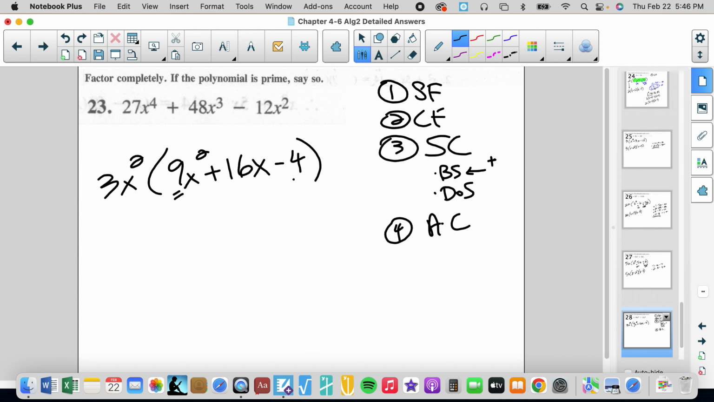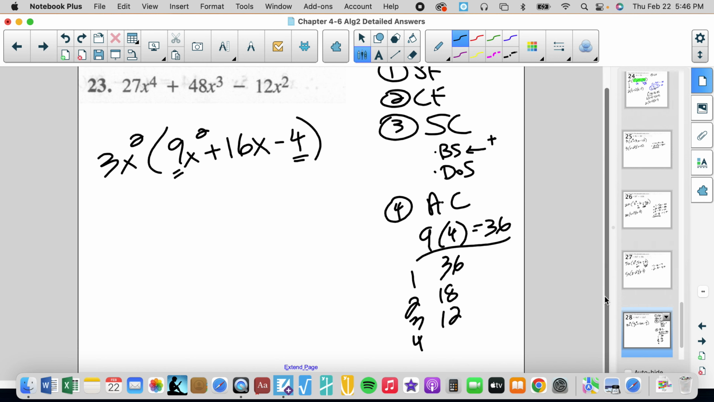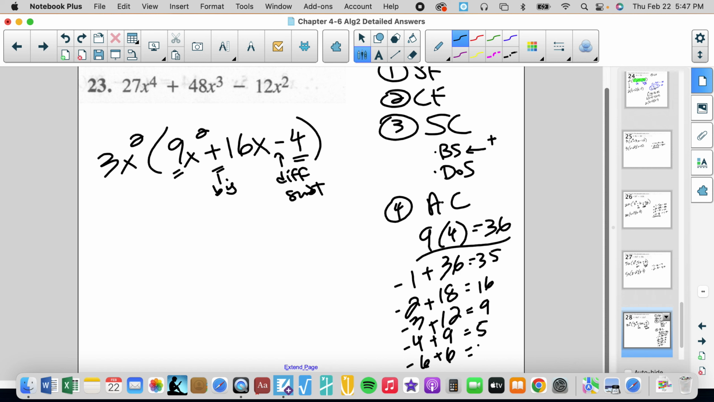We're going to take the a and the c value, 9 times 4, 36. Factors of 36 are 1 and 36, 2 and 18, 3 and 12, 4 and 9, 6 and 6. Signs are going to be different. We're going to subtract our factor pairs, and the bigger is positive. So positive, signs are different. 16, 9, 5, 0. 16, that's good. That was a unique one. We haven't done that. 3x squared.